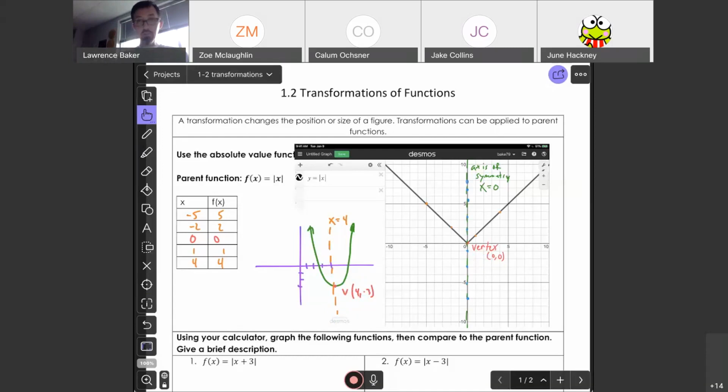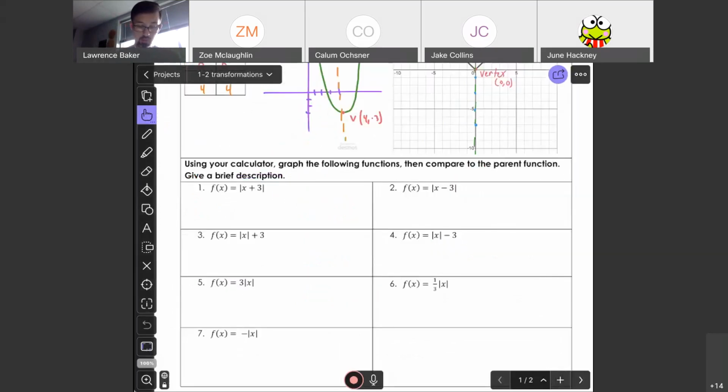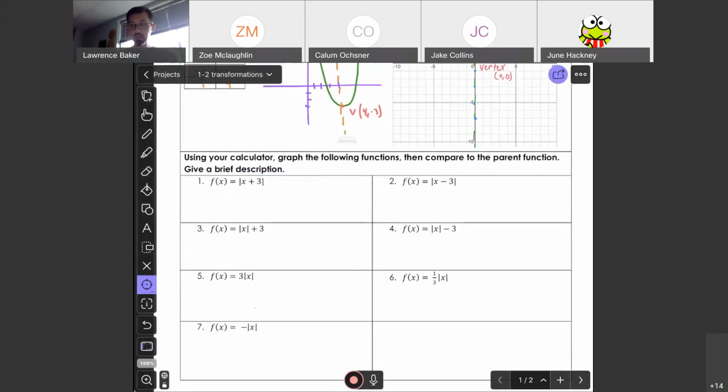Okay, so that's our parent function. That's what just plain old absolute value looks like. We're going to take that and start messing with it, kind of like you were on Friday, where you're dragging stuff around or typing numbers into stuff. So let's go back to Desmos.